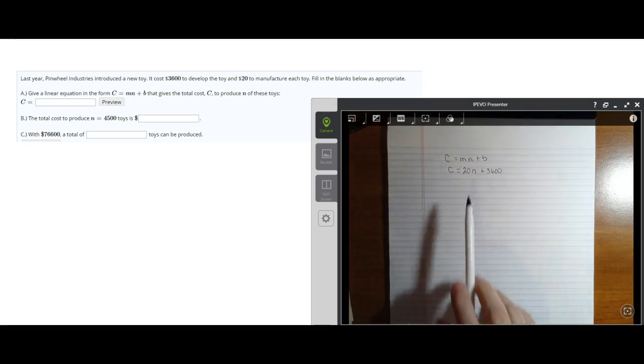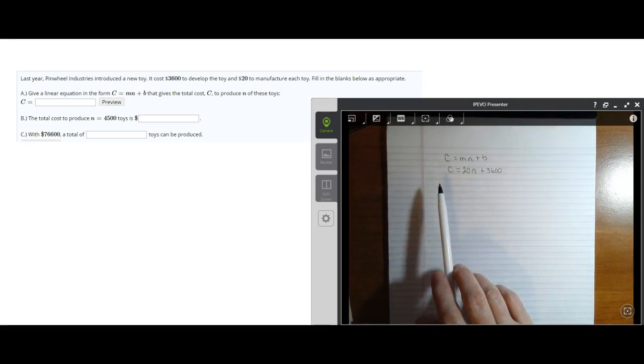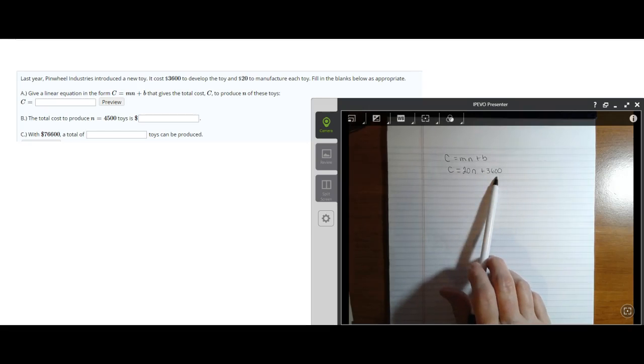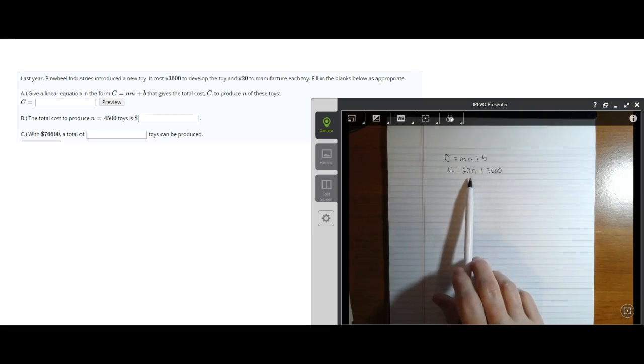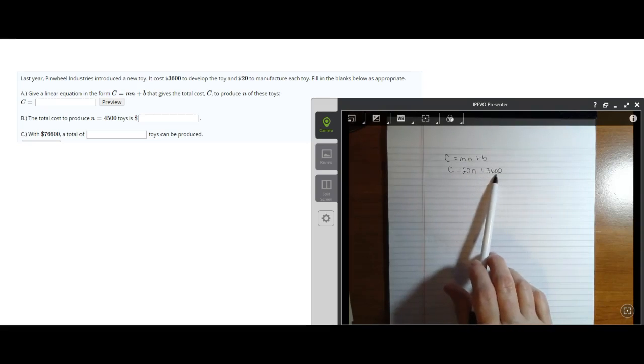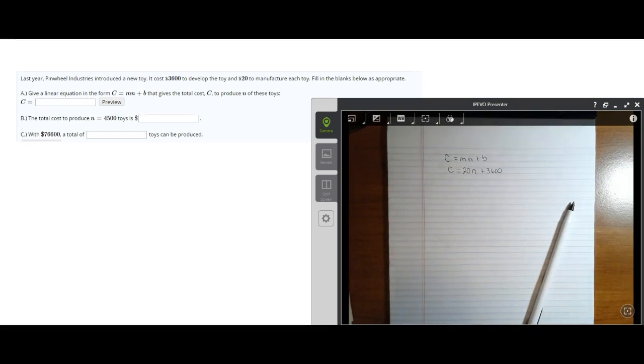And then we're asked to come up with our model. Well, remember, this is our initial cost, $3,600. So no matter what, that's what it's going to cost us to develop the toy. Then here it's $20 per toy, or however many toys, where N is the number of toys. So $20 per toy with the $3,600 just to develop the toy. So that's going to be our function that we're wanting. So that's the function that we would place in here, right here. That would be our function.